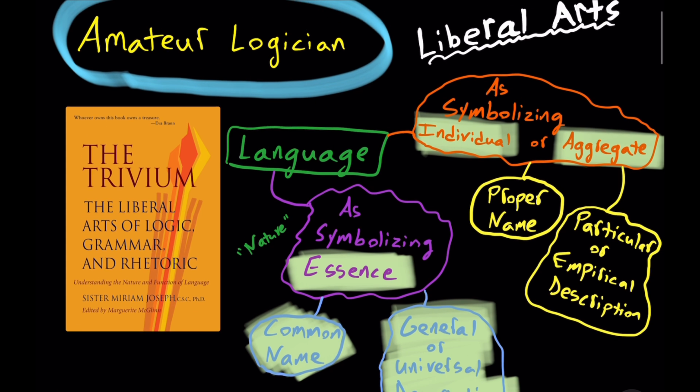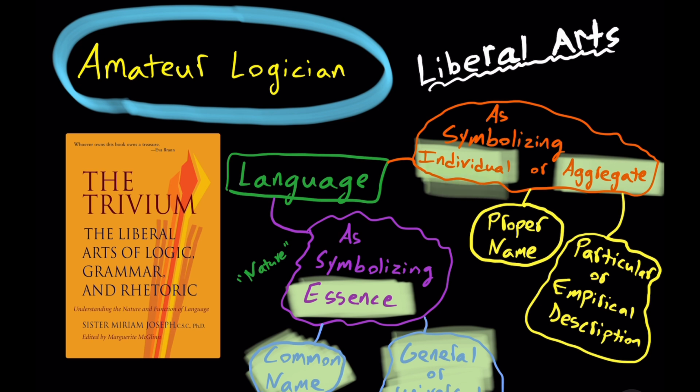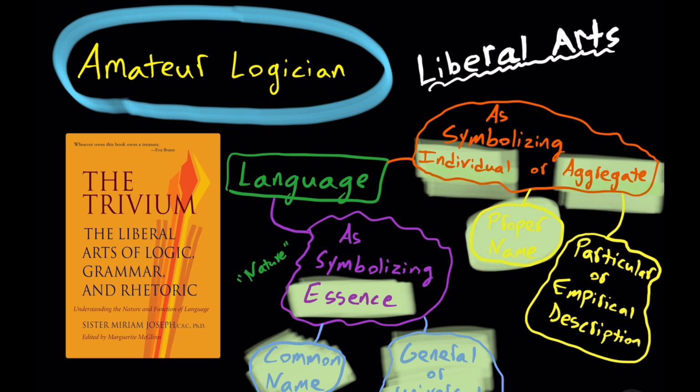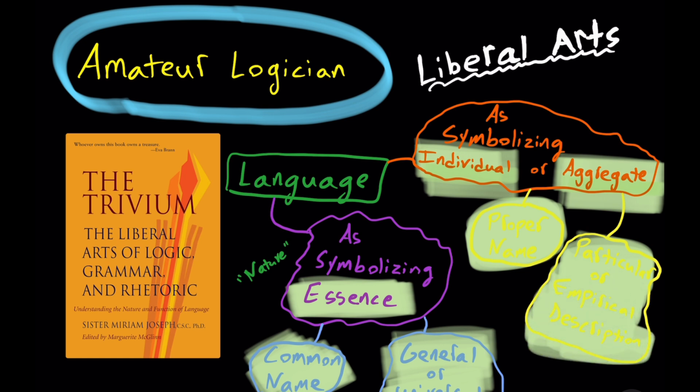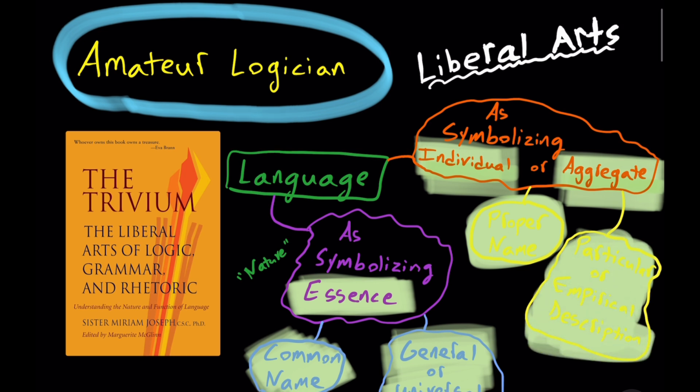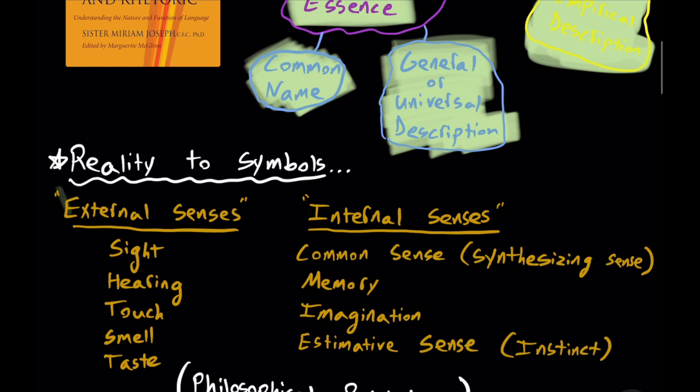We can also use language to symbolize the individual and the aggregate. People have proper names. We identify the person Aristotle. We identify the person René Descartes. And we can identify an aggregate of persons in a city or a nation. And a particular city can be described in various ways. We can have particular or empirical description. In any case, we're grounded in concrete reality.